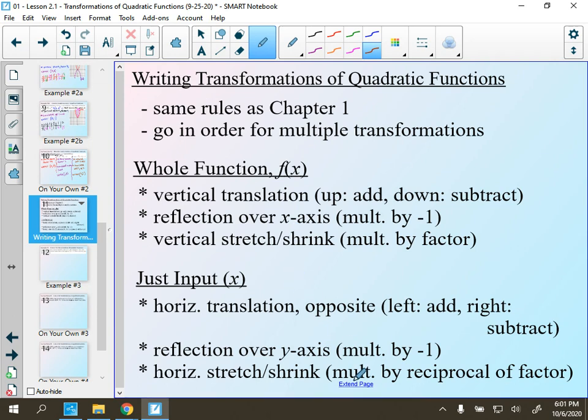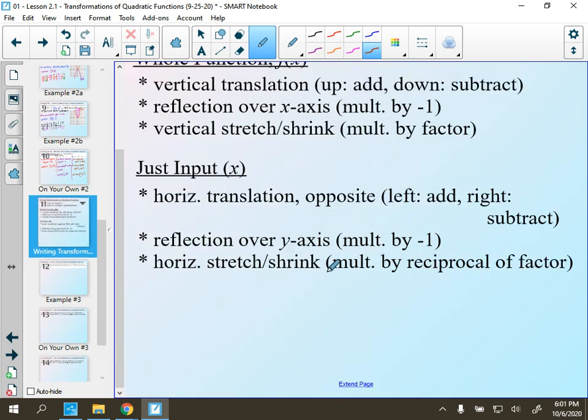The other category was the input type of transformations, where we would multiply or do stuff to just the x. If we want to translate left or right, a horizontal translation, I isolate the x and add or subtract just to the x, not the whole function. Same thing with the reflection: we'd multiply just the x by -1. And a horizontal stretch or shrink, this was a tough one, we multiply just x, but by the reciprocal of the factor. We'll do an example of all of these here. If it said, hey, horizontally stretch this by a factor of 2, I would actually end up multiplying the input by 1/2, because that's the reciprocal of 2.